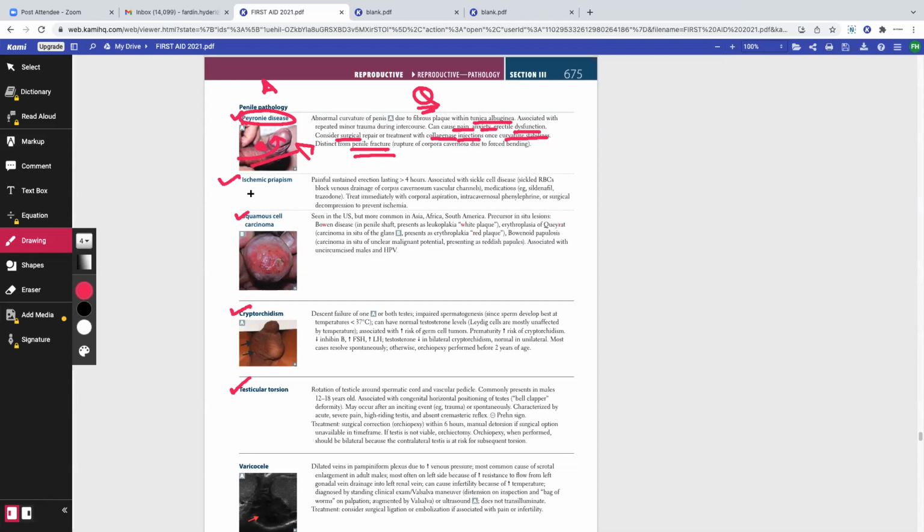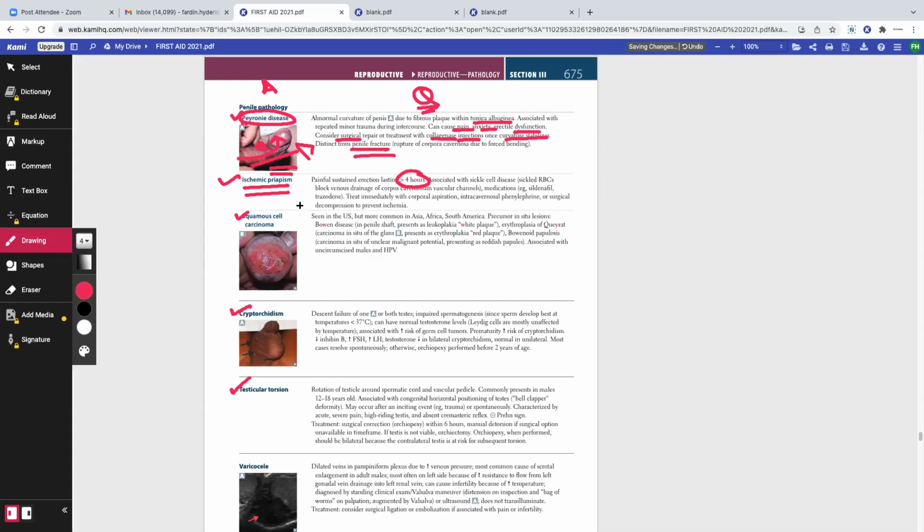Yes. Okay, good. Let's talk about the next one, ischemic priapism. What is ischemic priapism? What do we mean by priapism? Priapism means painful erection, right? If there is a male who has had a sustained erection for more than 4 hours, that causes severe lack of blood supply to portions of the penis.